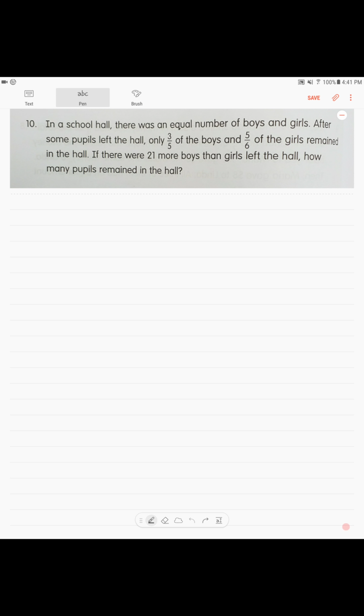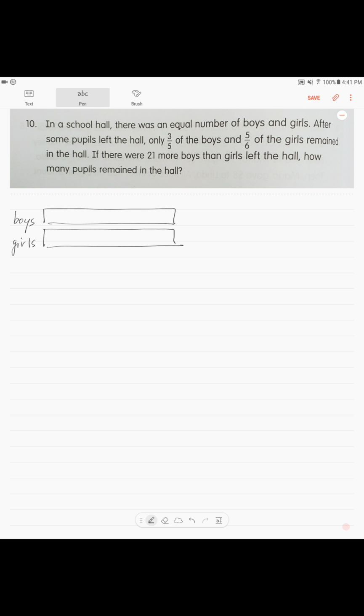So, in the school hall, there was an equal number of boys and girls, right? So, there were some boys and girls in an equal amount, right? So, instantly you can draw your unit bars, right? This is not a solution yet. It's just to kind of give you an idea, right? That you have an equal number of boys and girls.